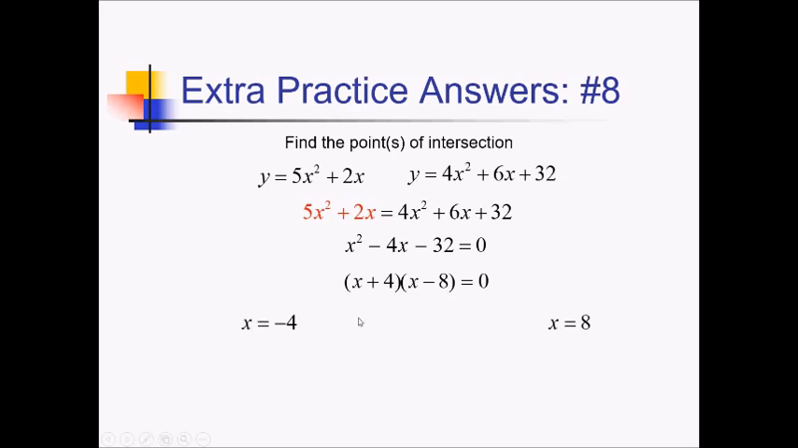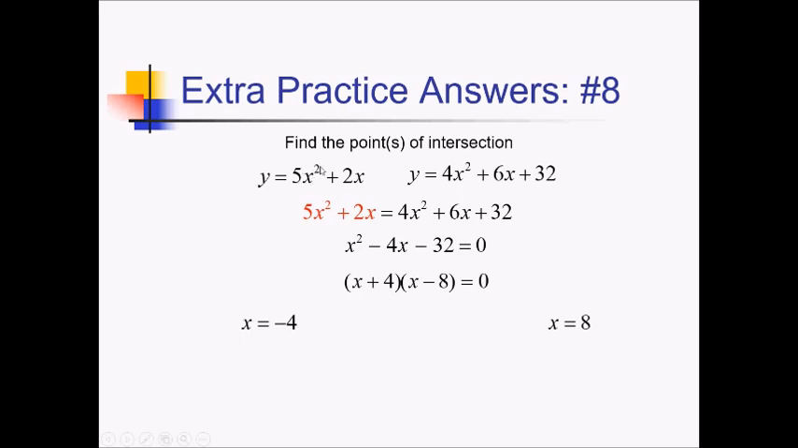Okay, so we have to plug in each of these x values to one of these equations to figure out the y value that goes with each one. So that'll give us 2 points of intersection instead of just having x values. I'm going to use this first equation. It looks nicer to deal with. So let me plug in negative 4 to this one up here.